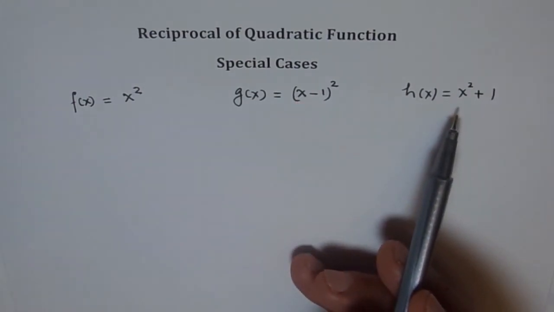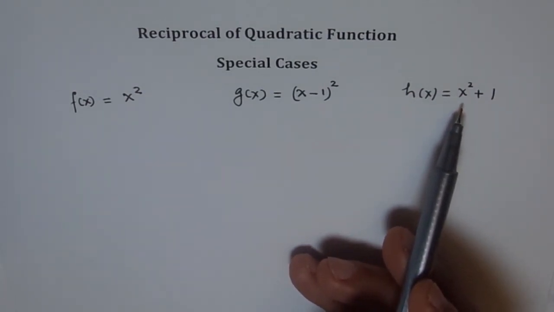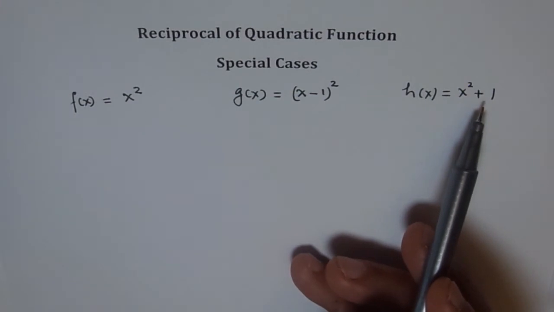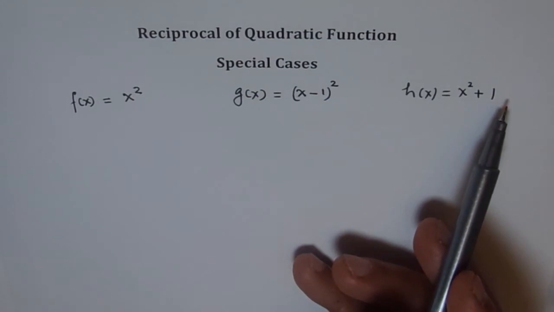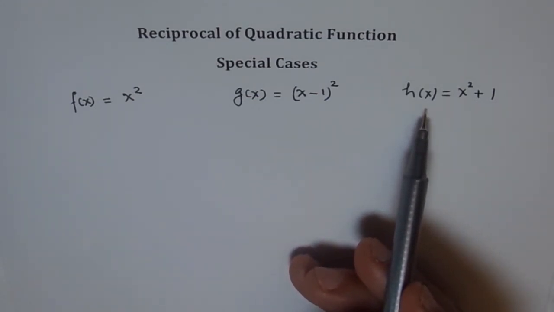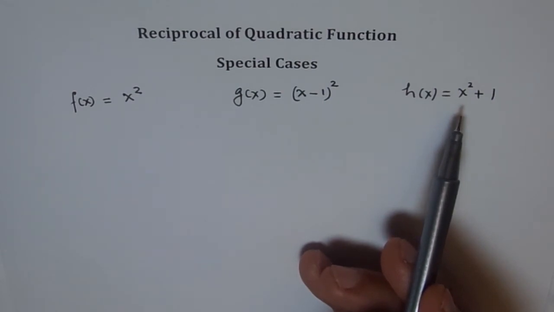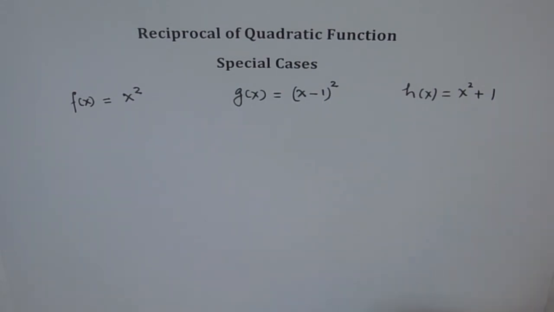Here, how many x-intercepts do we have? x square plus 1. No x-intercepts, correct? Because x square plus 1 can never be 0, right? If you set it to 0, you get x square equals to minus 1 and x equals to square root of minus 1, which is not possible, right? So here we don't have any x-intercept, and therefore the reciprocal of this function will never have a vertical asymptote. Is it right? So these are very special cases which we should remember.